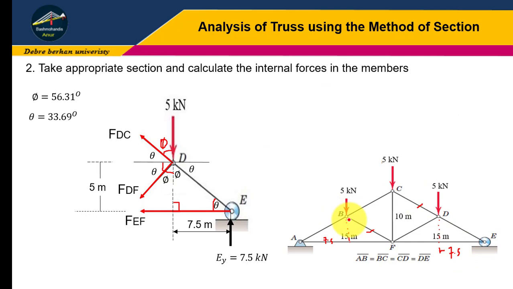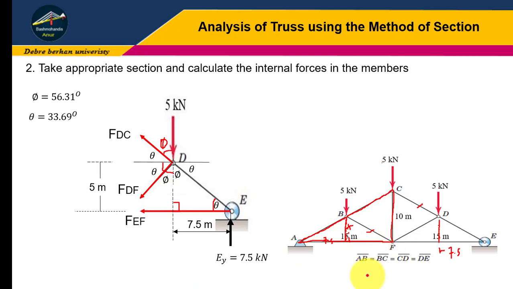What about these lengths? Using similarity of triangles, 10 over x equals 15 over 7.5. So x is found from this simple similar triangles concept.